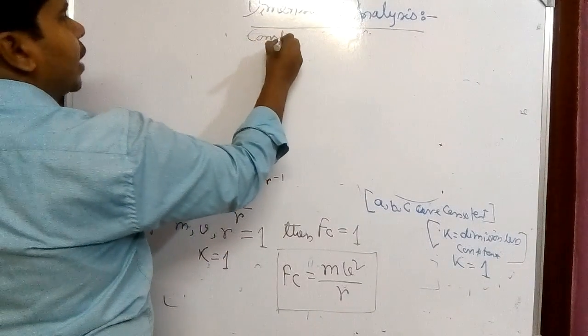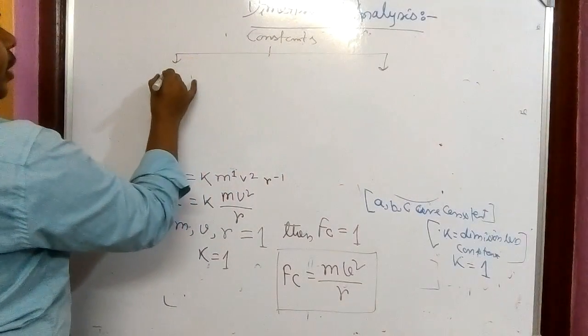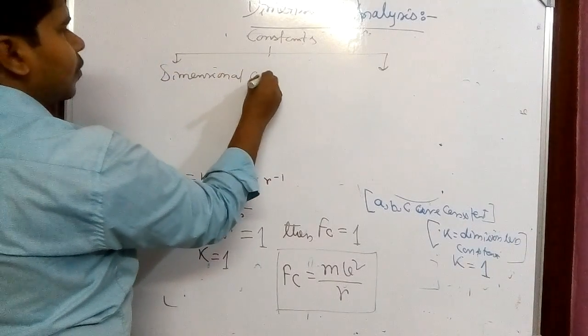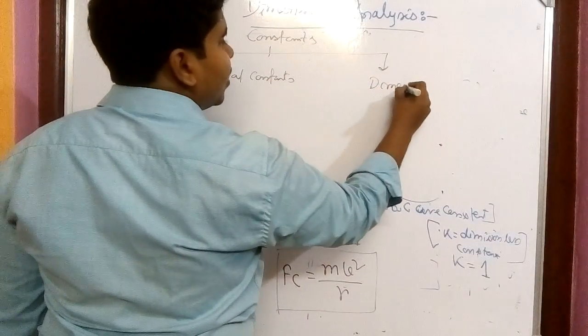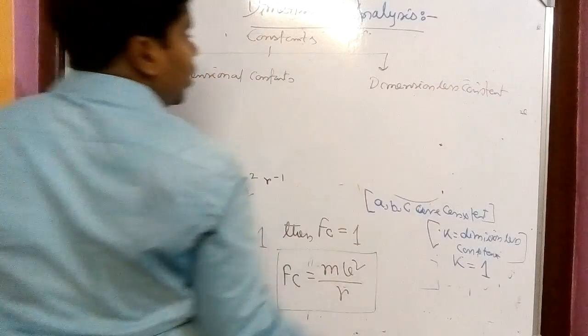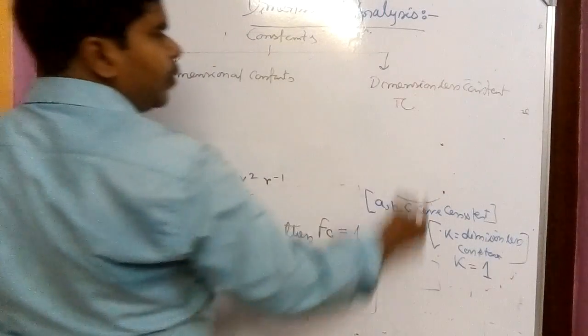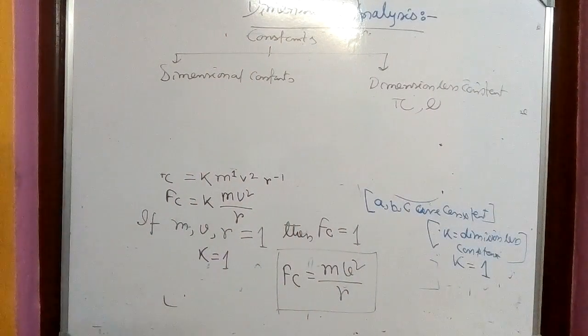So constants. In physical equations there are two types of constants. One is dimensional constants and another one is dimensionless constants. Just now, whatever I have seen, K is a dimensionless constant. Not only that, in mathematics many a time we have used pi. It's a number. Exponential e is a number. So they do not have any dimension.